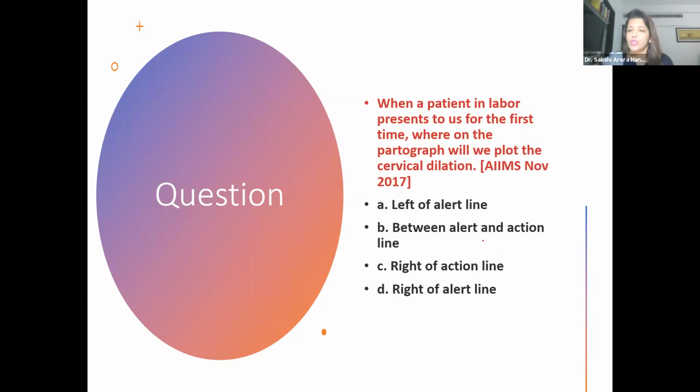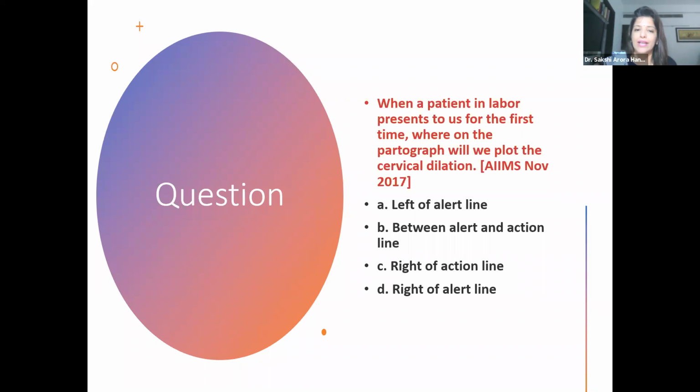Okay. So this is a question: when a patient in labor presents to us for the first time, where on the partograph will we plot the cervical dilatation? Option A, left of alert line. Option B, between alert and action line. Option C, right of action line. Option D, right of alert line. So where will you plot?